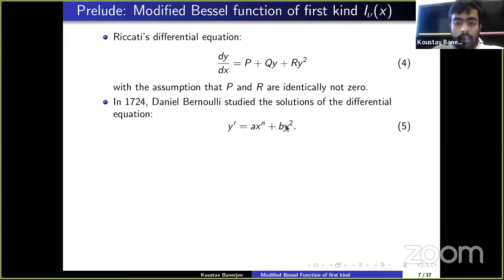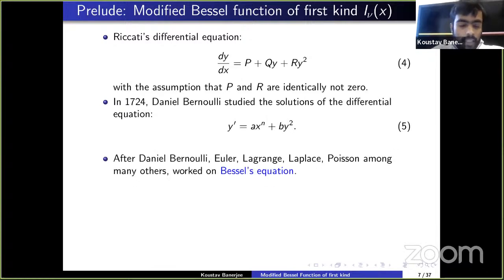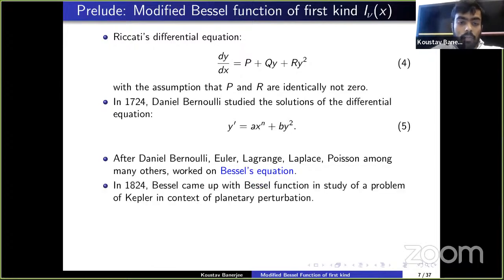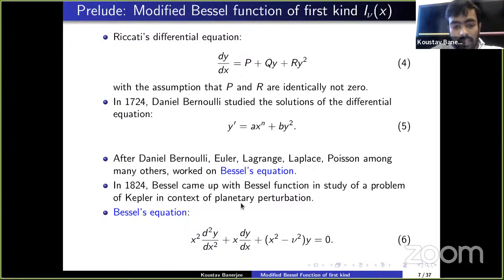This later has a deep connection with the Bessel functions. After Daniel Bernoulli, Euler, Lagrange, Laplace, Poisson, among many others, worked on Bessel's equation, although I haven't yet defined what Bessel's equation is. But almost 100 years later, Bessel came up with what we call the Bessel function. This is the first systematic study in a problem of Kepler in the context of planetary perturbation. So what is Bessel's equation?